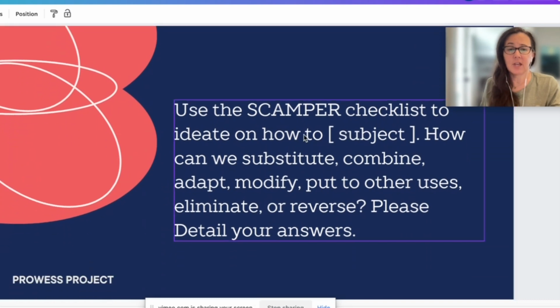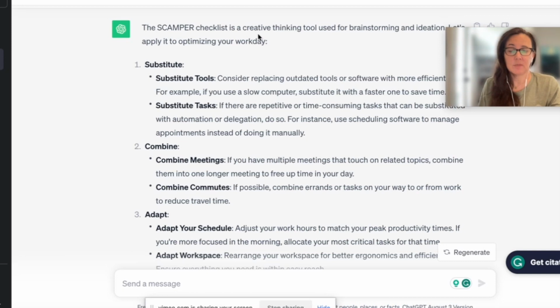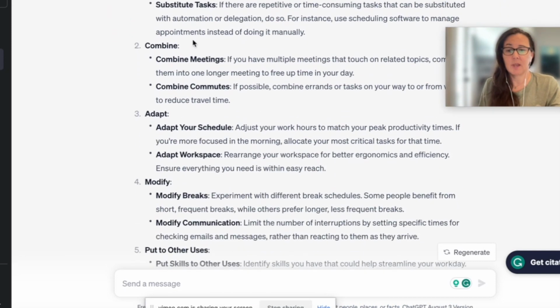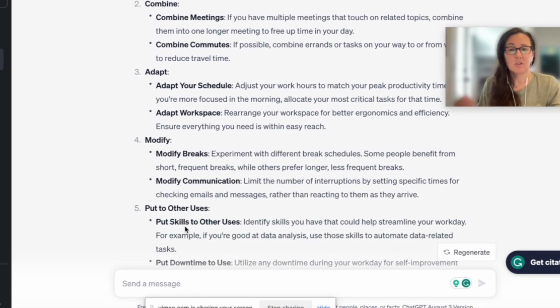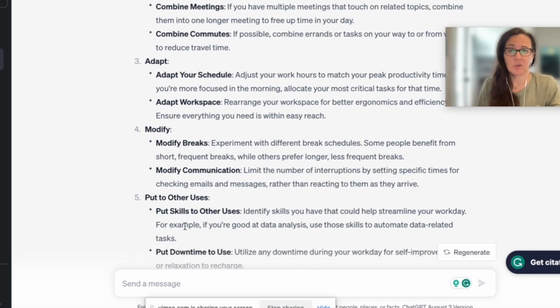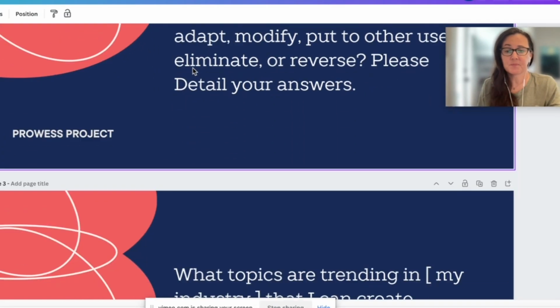First, let's take a look at the SCAMPER checklist. This is broken out in a very systematized way to help us take a look at the information in these different components. So you can see when I put that prompt into ChatGPT, it gives me back the information broken out like this. So it really helps my thought process to look at information differently.